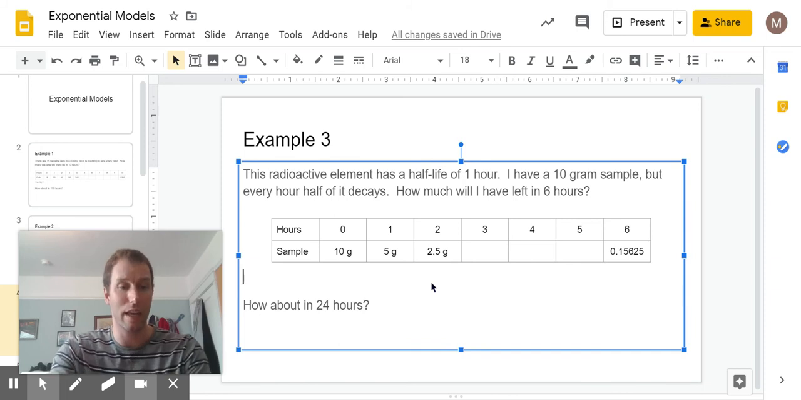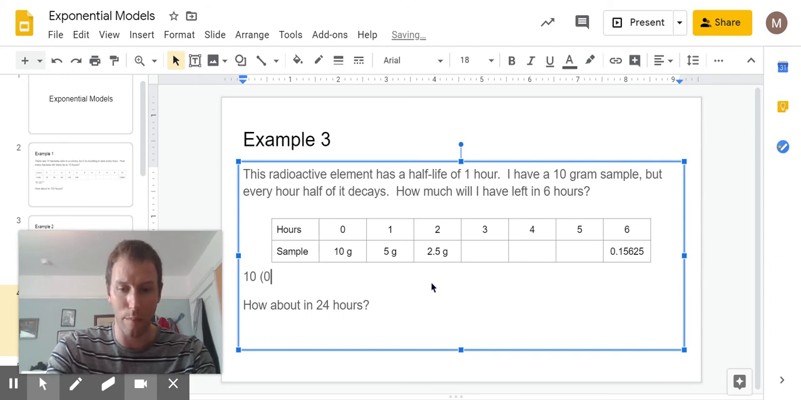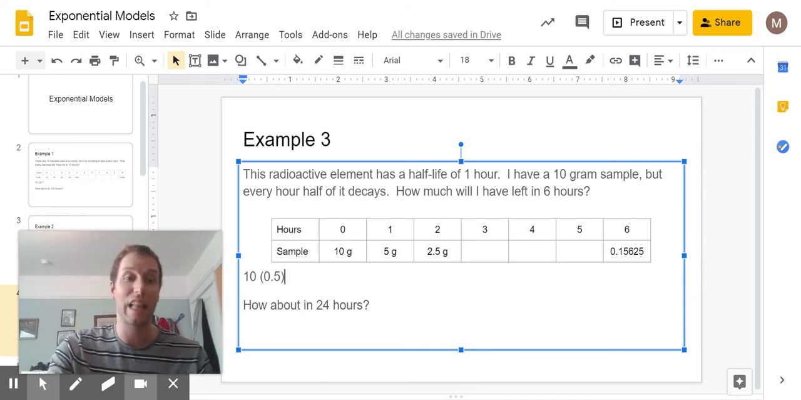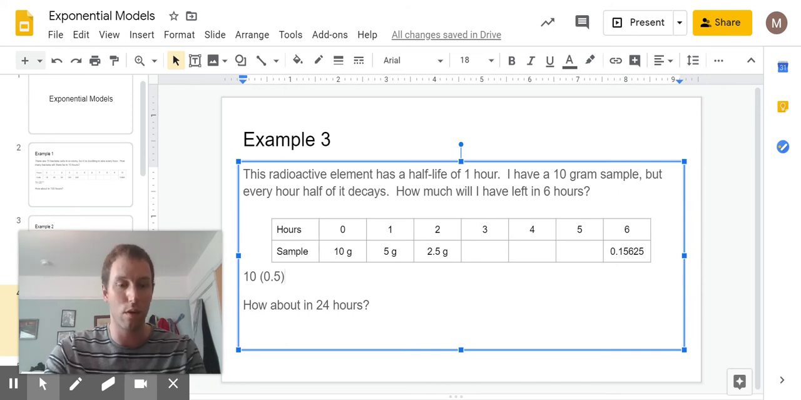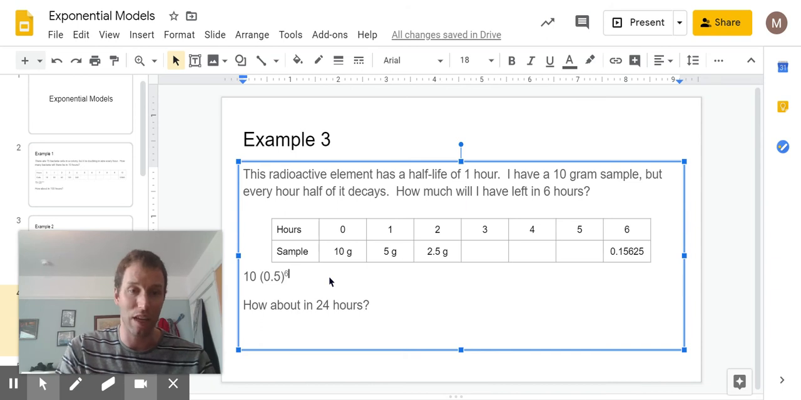24, well, actually, back up. How did we do that? Again, we took that 10-gram sample. We multiplied it by a half over and over and over again. I'm going to use 0.5. Over and over again, times 0.5, times 0.5, times 0.5, times 0.5, times 0.5, times 0.5. What is the lazy way to multiply by the same thing over and over and over again? You raise it to an exponent. That would give me that final number.